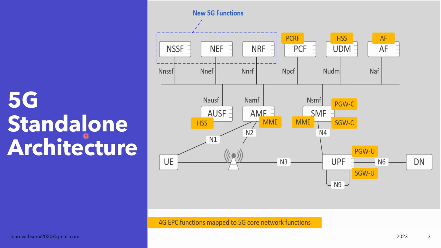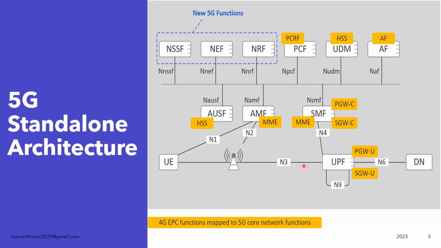Then we have the service based architecture. 5G core uses the service based approach, meaning that individual network functions are modular and interact through standardized application programming interfaces, that is APIs. And end-to-end security, we also call it E2E security. Enhanced security measures have been implemented in standalone 5G to ensure the protection of user data and privacy, including advanced encryption and authentication techniques.